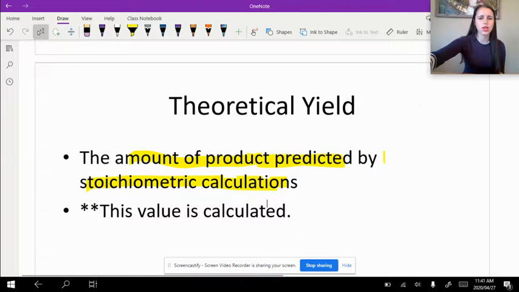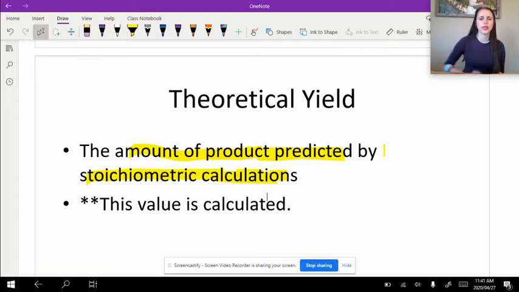Before we do that, let's talk about what a theoretical yield is. So the definition of a theoretical yield is the amount of product predicted by a stoichiometric calculation. Now, anytime I throw around the word stoichiometry, a lot of the times it can cause a little bit of anxiety. So let's talk again the idea of cookies.